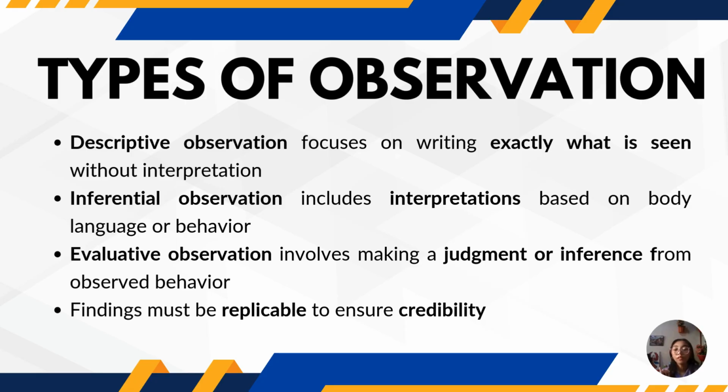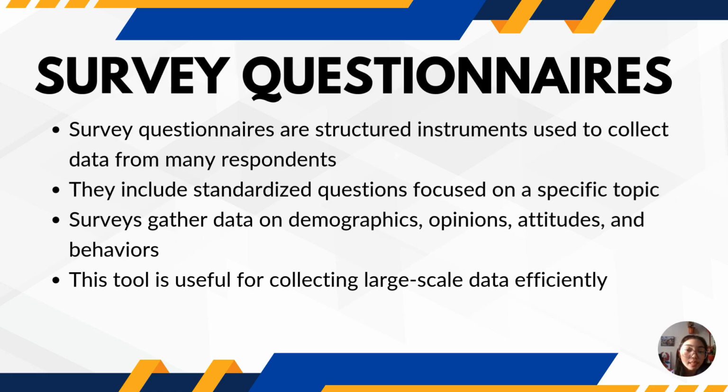The inferential observation goes beyond description by interpreting behavior based on body language or actions. Then the evaluative observation involves someone making judgments or conclusions based on the observed behavior. However, when using inferential and evaluative observations, us researchers must ensure that the findings can be replicated to maintain credibility and reliability. Okay, next is survey questionnaires.